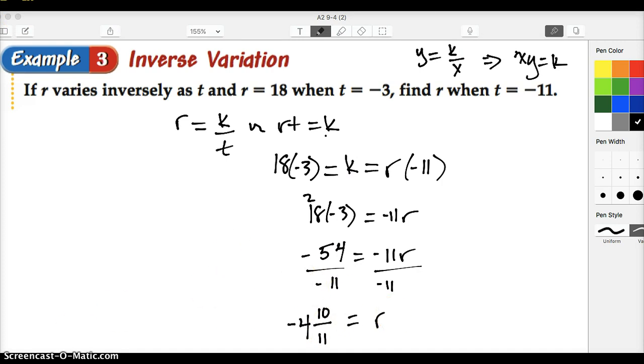I think you guys saw my mistake. It is a positive because the negatives canceled each other out. So positive 4 and 10 elevenths. Okay, let's move on to the last example.